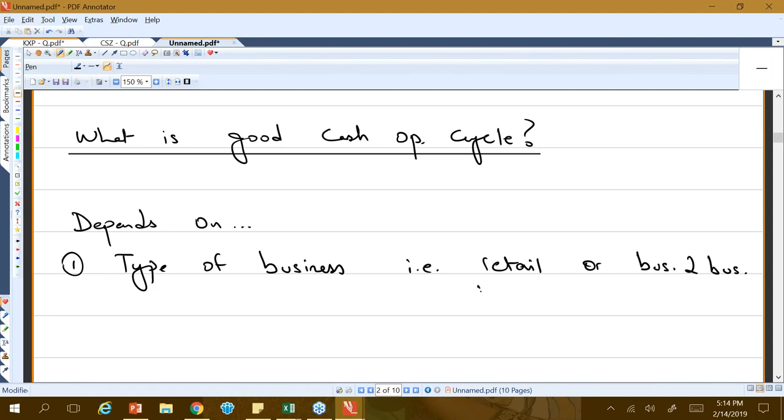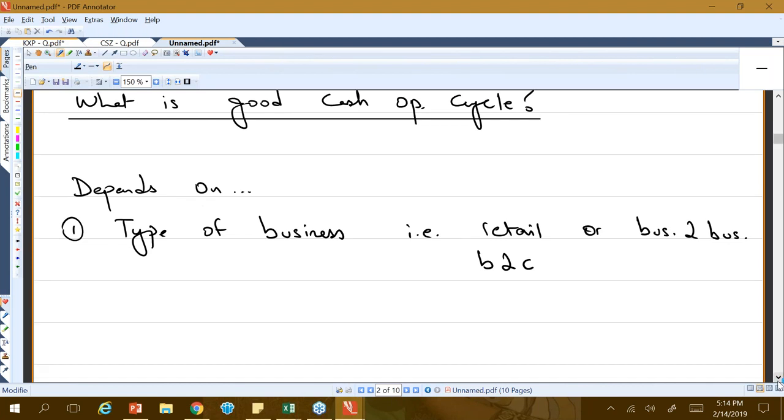So are you B2C, business to consumer, or are you business to business, the B2B? Because this will determine your cash operating cycle, because retail businesses are usually in cash and business to business transactions are on credit.